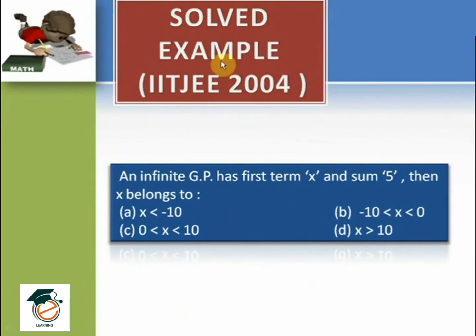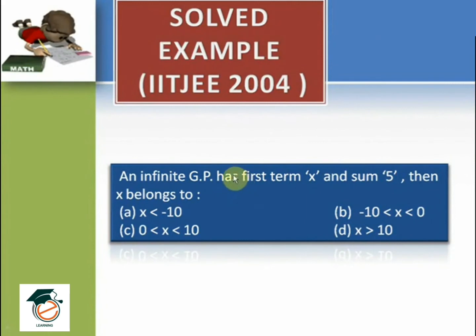So based on this, let's solve an IIT problem which appeared in 2004. It says that an infinite GP has first term x and the sum equal to 5. Then x belongs to, option A is x is less than minus 10, option B is x is greater than minus 10 and less than 0, option C is x is greater than 0 and less than 10, and option D is x is greater than 10.